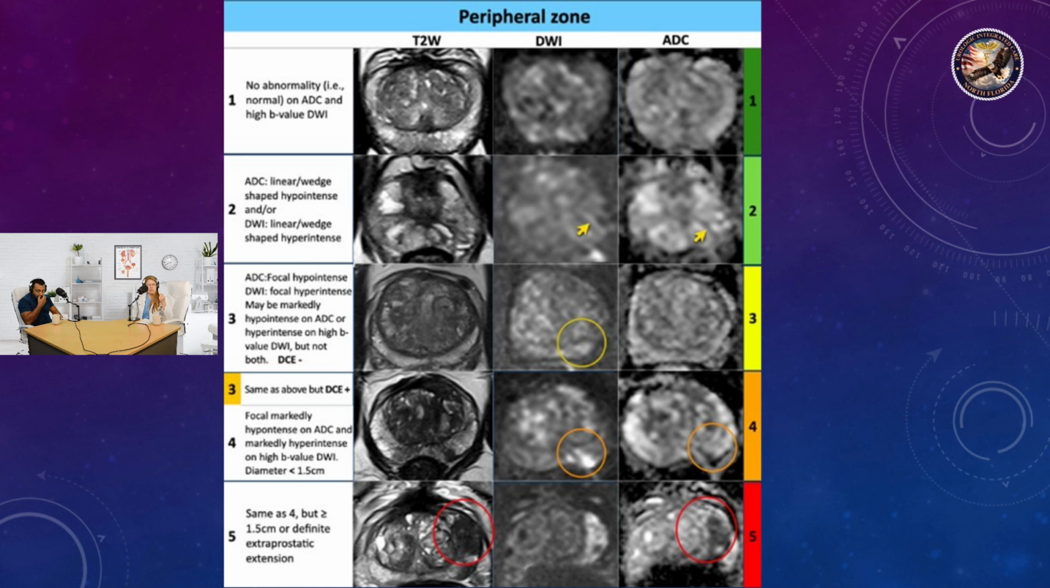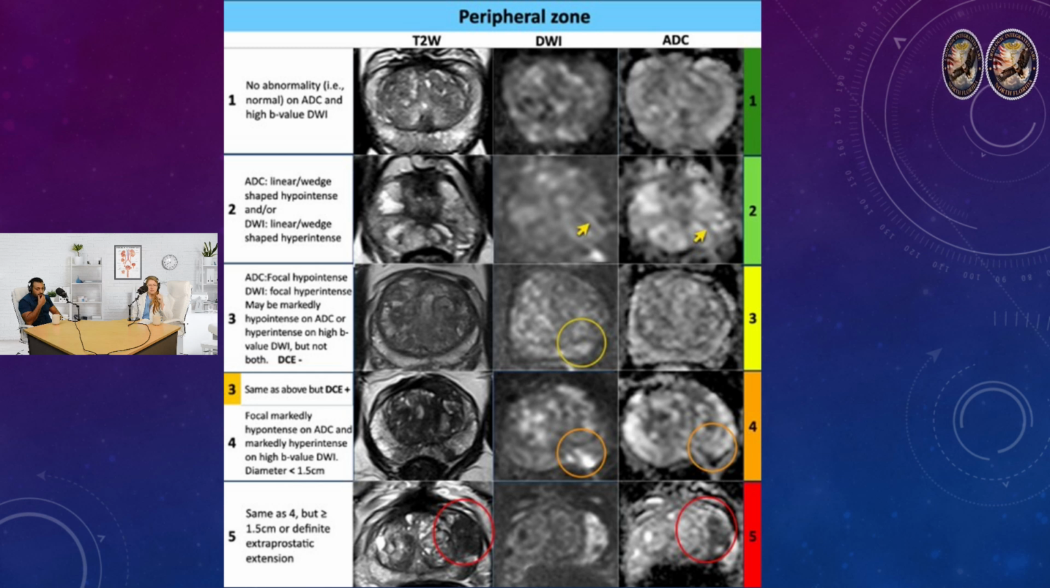In PI-RADS 3, you can see there is a little bit of a lighter aspect on the peripheral zone in the circle. And then when you look at the ADC mapping, it looks fairly gray, but the determination is not there to be completely benign or a tumor, so that's why it's deemed PI-RADS 3. Now, when you look at the diffusion-weighted images on PI-RADS 4, you can see that bright peripheral zone tumor light up, and you can also see it on the T2-weighted image in the peripheral zone, and in the ADC mapping, you can see it as a dark spot.